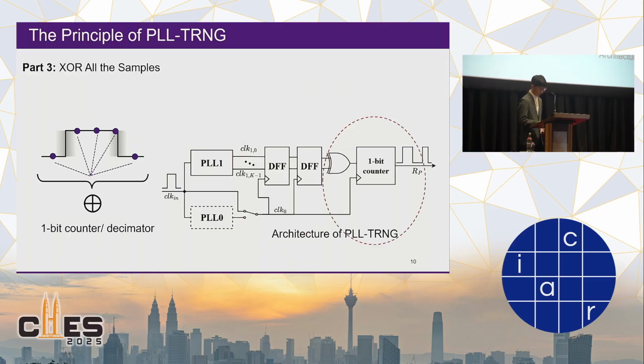So the third step is to XOR all the samples. We use a simple logic which just XORs all the samples over a period of the PLL TRNG's output to generate a single random bit. This process is so efficient that the raw output of the PLL TRNG has near maximum entropy, which means we usually don't need extra post-processing.